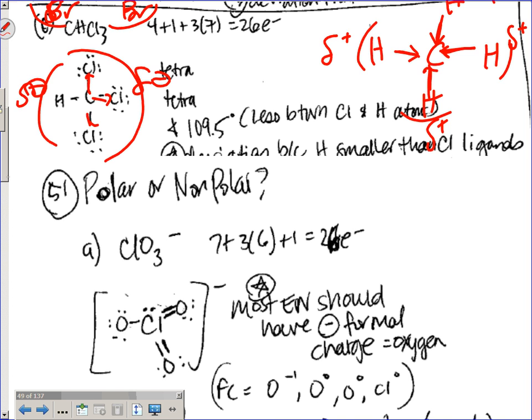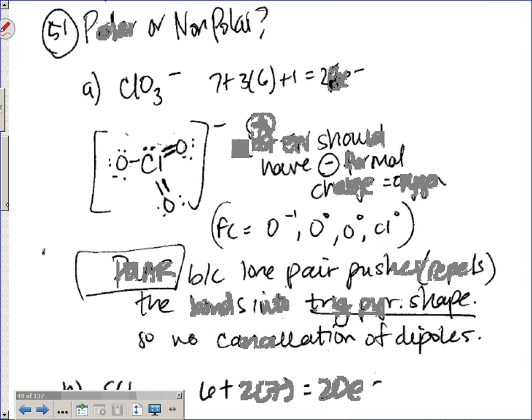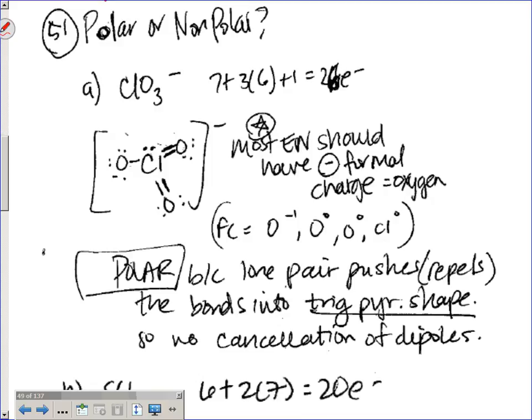So 51, a bunch of you said you didn't know how to do it, so I'm going to talk about that one first. These were determining if it was polar or non-polar, so I've drawn the structures for you as well. So chlorate, we have our negative charge overall. We do have to put the brackets there with the negative charge on the outside to indicate this is a polyatomic ion. And then there are 26 electrons in our structure.